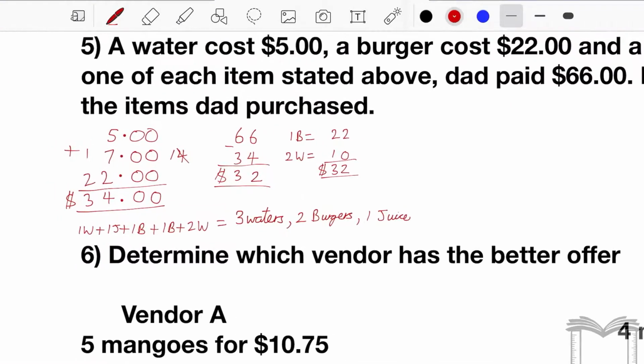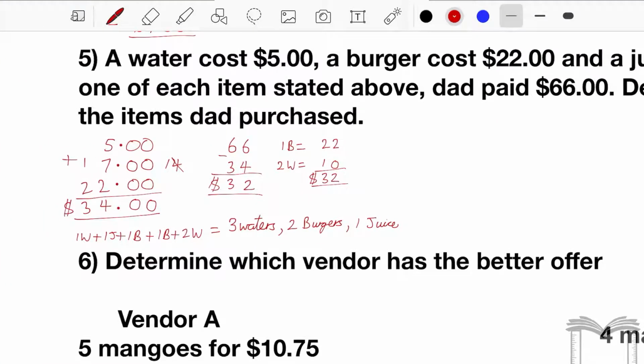And yes, you can use common letters. And that's the answer. I don't think that there's another combination, but if you find another combination that will give you $66, then that will also be correct.